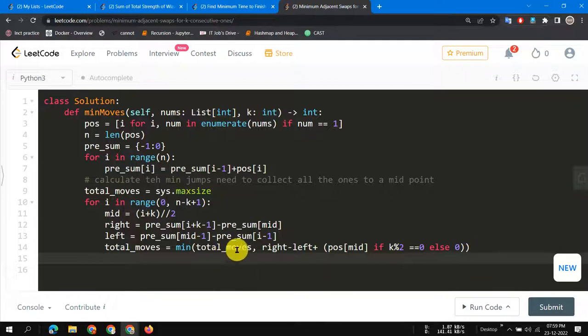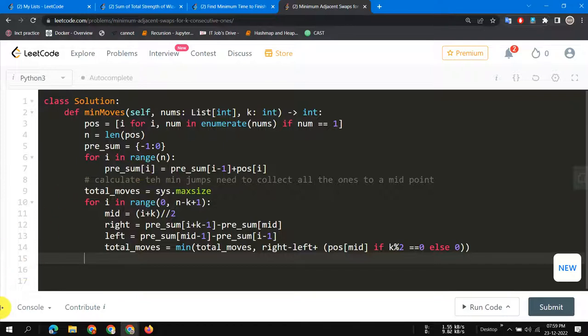So what I did is in total moves I am trying to get the minimum total moves, and right minus left plus I added the index of mid when it was even, otherwise I will not add it, because in the case of odd there will be a center point, but in the even case there will not be a center point, so we have to add an extra mid, which we have already seen, right? And then what I will do is, okay, fine. So at this point, my total moves will tell me the minimum moves I took to collect every consecutive one to the center point, right? And now we have to distribute it.